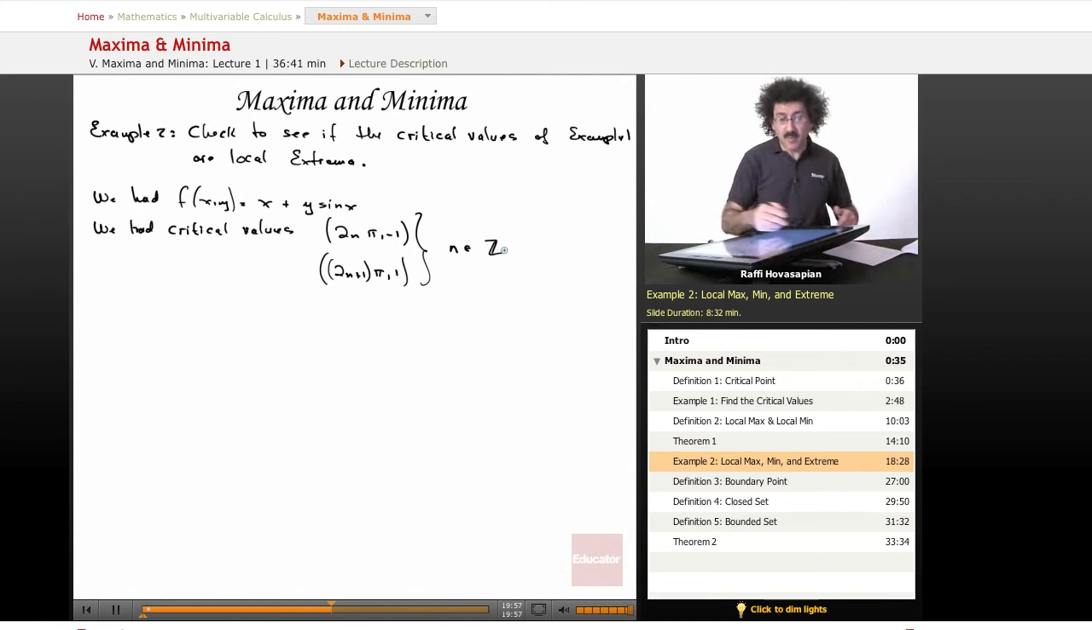So we have a bunch of critical values. We have 0, negative 1, 2 pi, negative 1, 4 pi, negative 1, and then we have pi, 1, 3 pi, 1. So we have an infinite number of critical values. We need to see if any of those are local maxes or mins. Well, just pick one at random and subject that one to analysis. So just pick a critical point.